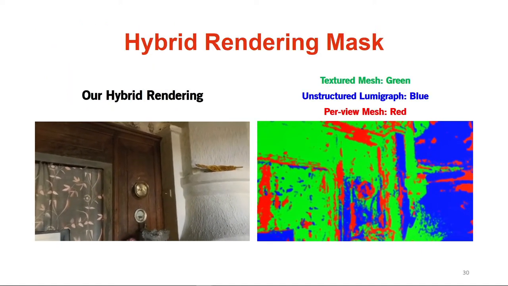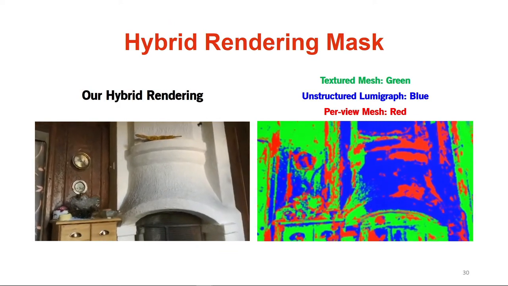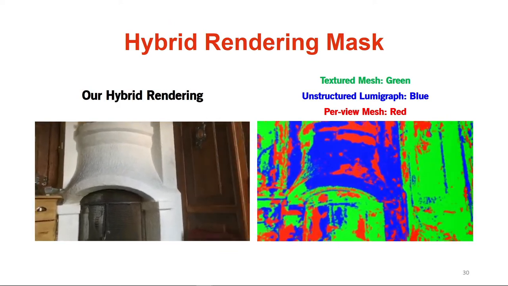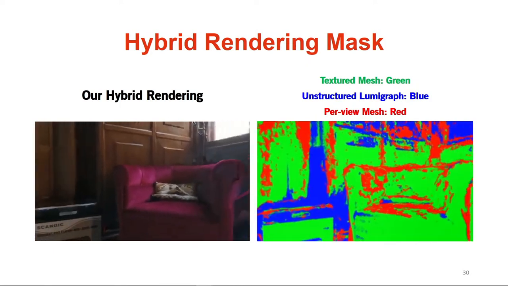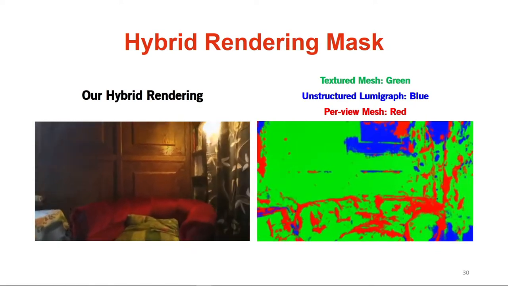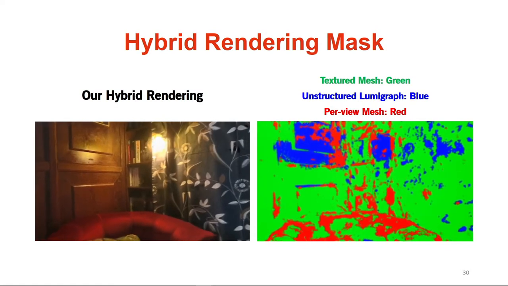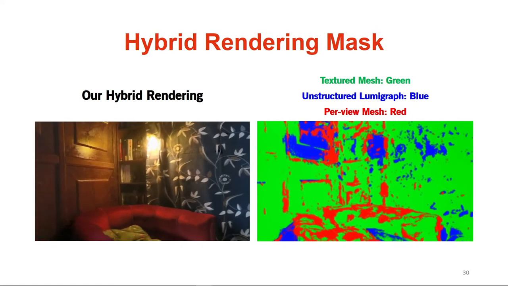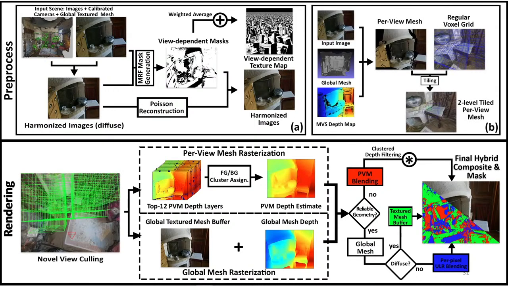Using the above uncertainty criteria, we compute a per pixel algorithm selection mask. As we can see, a significant part of the scene can be rendered using the textured mesh, providing the much needed speed bump. This is observed across all our datasets. Our algorithm is also able to correctly identify geometrically uncertain regions on occlusion edges. Our contributions complement previous works in image-based rendering to gain on speed and/or quality.